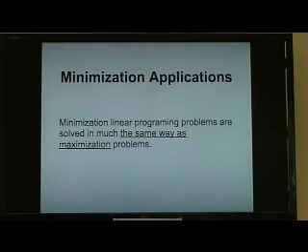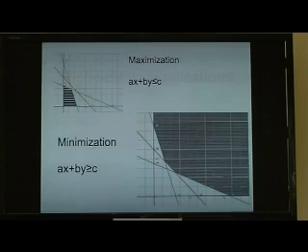Minimization applications. Minimization linear programming problems are solved much in the same way as maximization problems. For a standard minimization linear programming problem, the constraints are of the form ax plus by is greater than or equal to c, as opposed to the form ax plus by is less than or equal to c for the standard maximization problem.